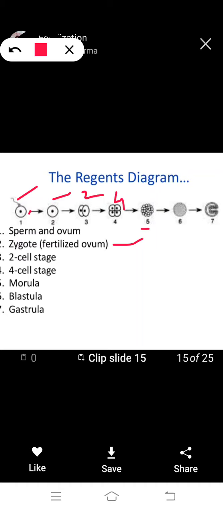A fully solid ball is called the morula. After the blastocoel is formed, the hollow ball is called the blastula. After that, the three germ layers form in the gastrula. Okay, observe this step by step. Next, let's go to another diagram.